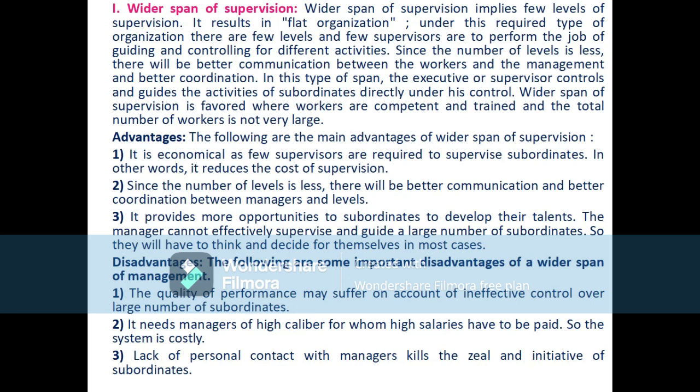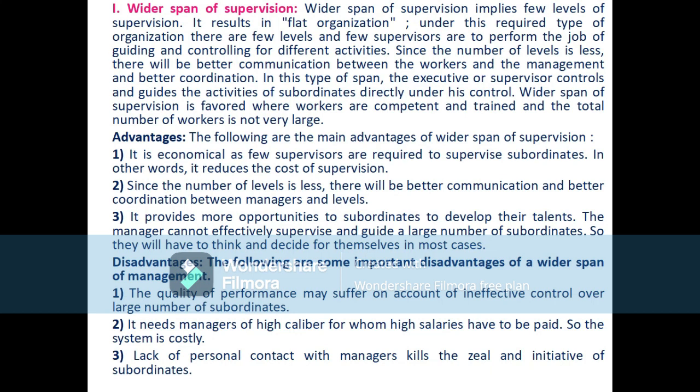And disadvantages, what are the disadvantages? The quality of performance may suffer on account of ineffective control over a large number of subordinates, as a flat organization has more subordinates. When there are more subordinates but only a minimum number of supervisors, this results in the quality of performance decreasing. Why? Because the control on subordinates is not that effective. Ineffective control means a minimum number of managers or supervisors will be supervising this large number of subordinates, so control may not be at the maximum. Now this is a disadvantage.